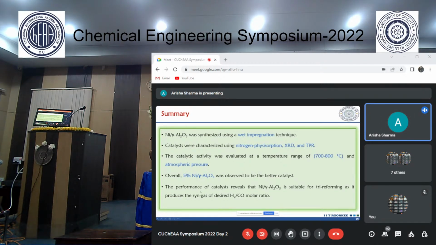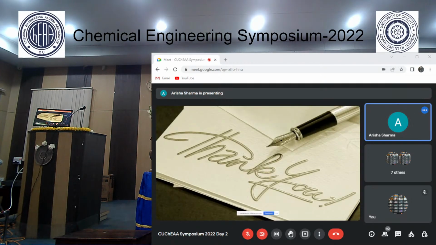So we concluded that the performance of this catalyst is revealing that this type of catalyst, that is, nickel alumina based catalyst, can be suitable for producing the syngas via tri-reforming. So thank you. That's all from my side.